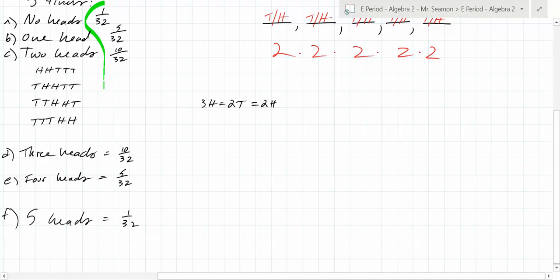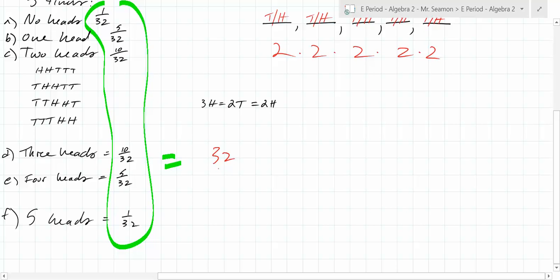What happens when you add up all these fractions? They equal what? 32 over 32. These are all of the outcomes, so they have to add up to 32.